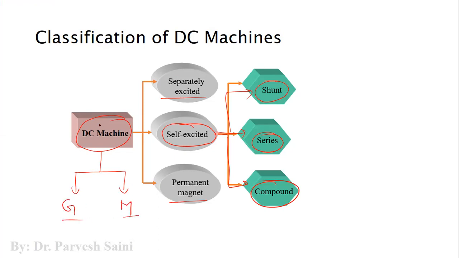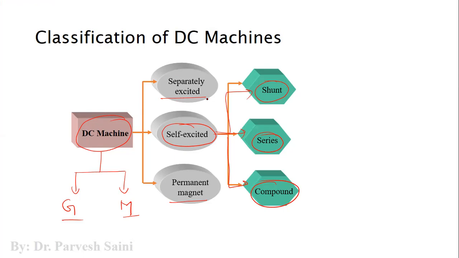Because as far as construction is concerned, as far as their circuit diagram is concerned, both are similar. There is no difference between the construction of a DC generator and a DC motor. So a DC generator can act as a DC motor, or you can say a DC motor can act as a DC generator. So there is no specific difference. The only difference is that in generator we get the supply, in motor we provide the supply.